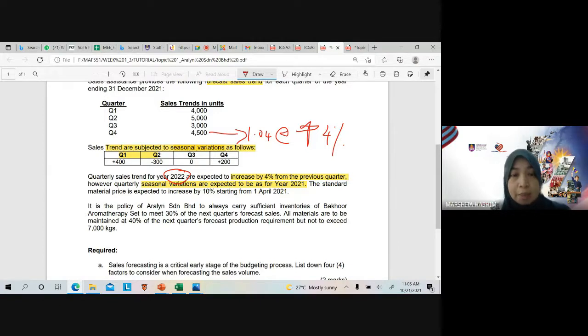The standard material price is expected to increase by 10% starting from 1st April. The last paragraph is regarding inventories. It is the policy of the company to always carry sufficient inventories of the aromatherapy set to meet 30% of the next quarter's forecast sales. And materials are to be maintained at 40% of the next quarter's forecast production, but not to exceed 7,000 kilograms. So you keep maximum material closing inventories at 7,000 kilograms.